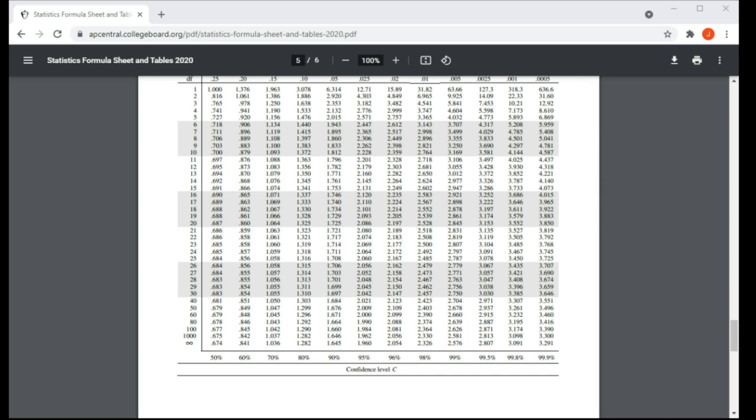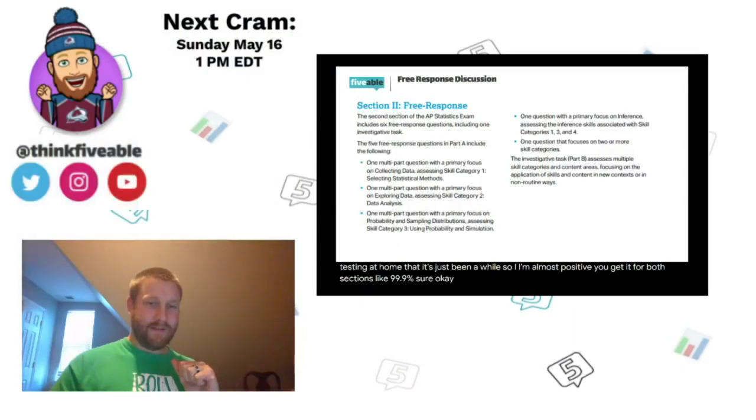Yes, you do get the formula sheet for both. I'm 99% confident of that, Sander. Last year was so different, testing at home, that it's just been a while. So I'm almost positive you get it for both sections. Like 99.9% sure, okay? All right, cool.